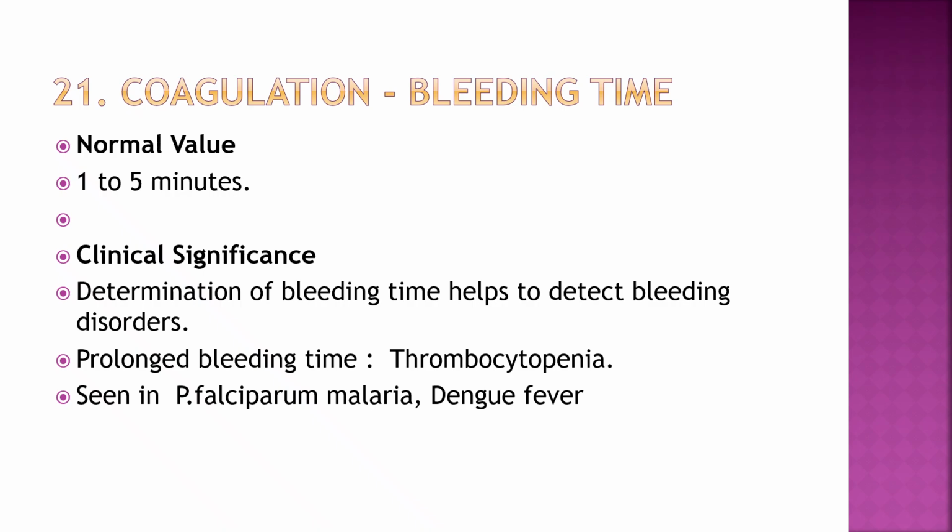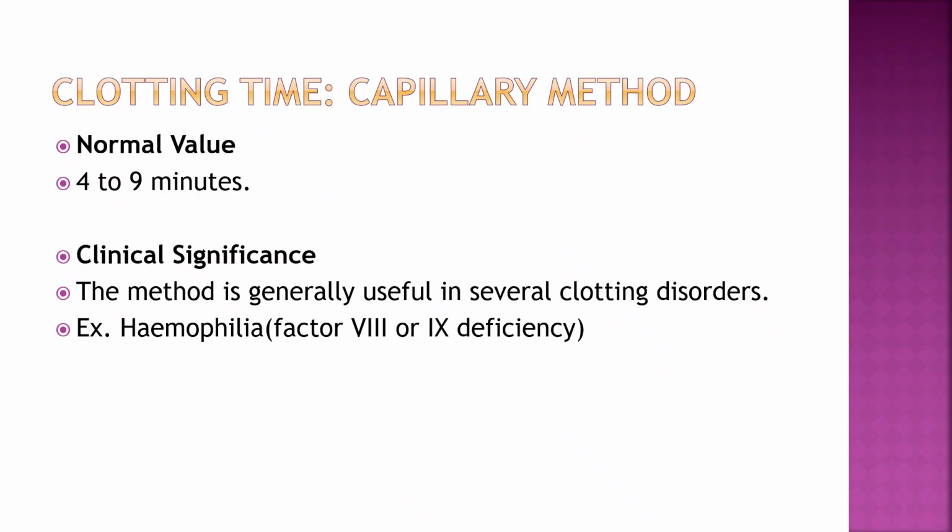So normally by the capillary method, clotting time is 4 to 9 minutes, and it is usually increased in clotting disorders like hemophilia, which is factor 8 or 9 deficiency. So hemophilia is factor 8 deficiency and hemophilia B is factor 9 deficiency. Or with other clotting factor deficiencies, you can also see raised clotting time.